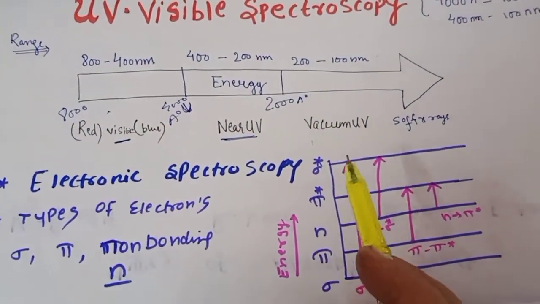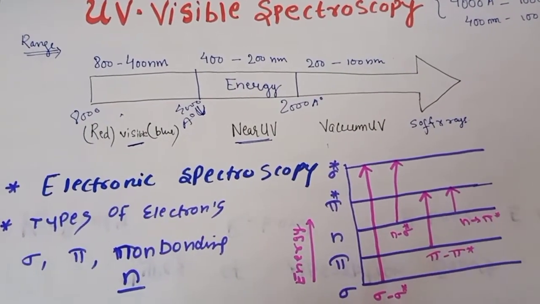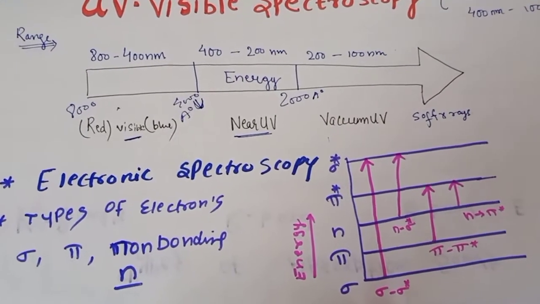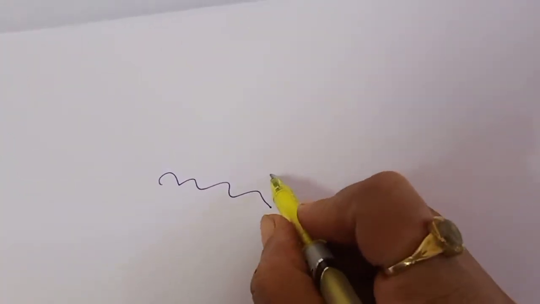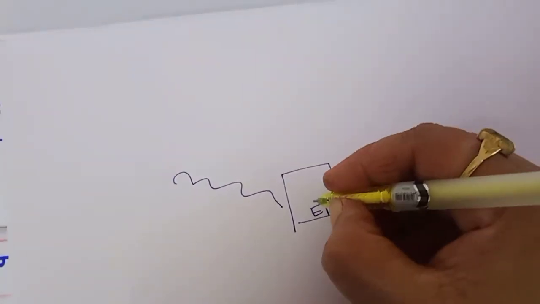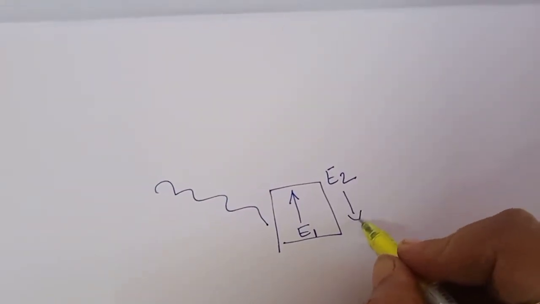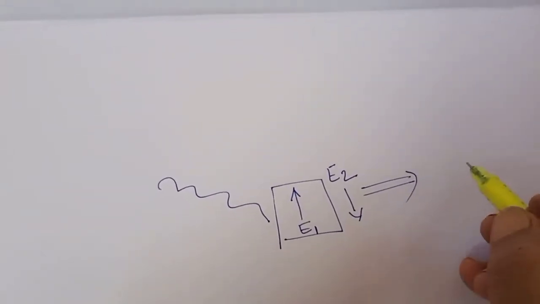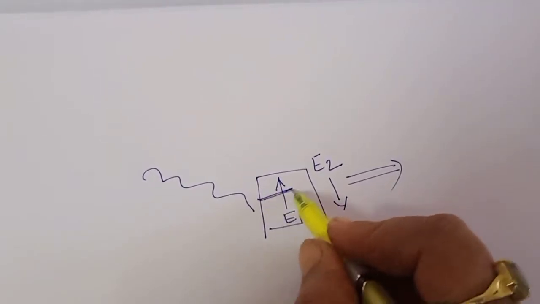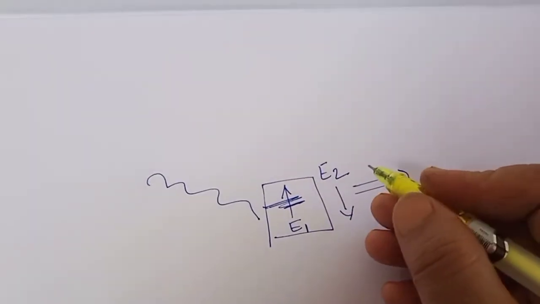Now this spectroscopy is also known as electronic spectroscopy, because electronic transitions take place here. How does the electronic transition take place? When the radiation falls on any molecule, the molecule jumps from a lower energy level to a higher energy level. When it comes back, it will radiate some energy. Some of the radiations are absorbed here and some are transmitted. The electrons jump from one energy level to a higher energy level.